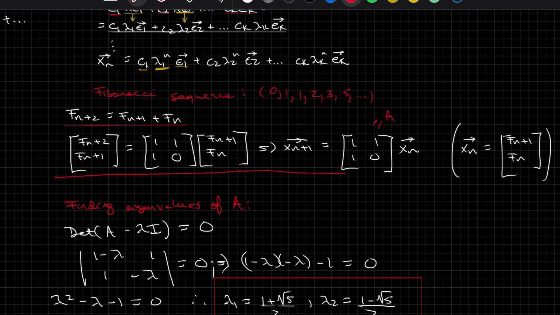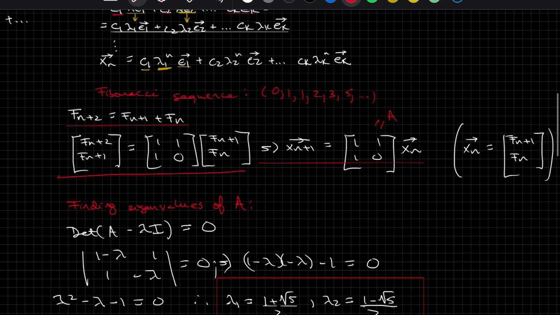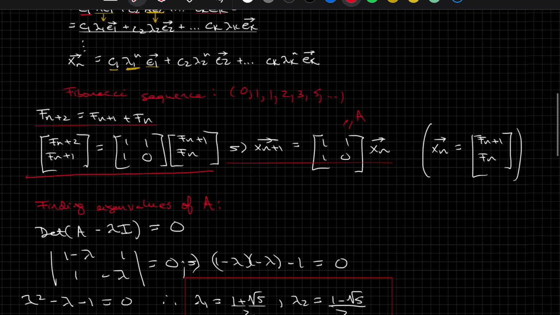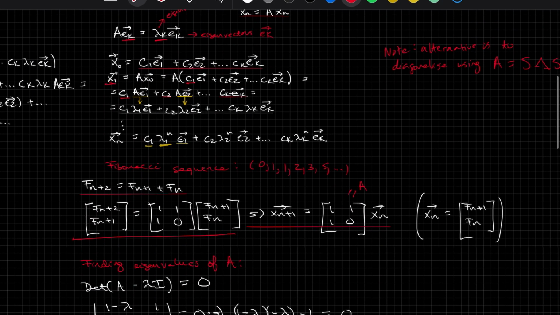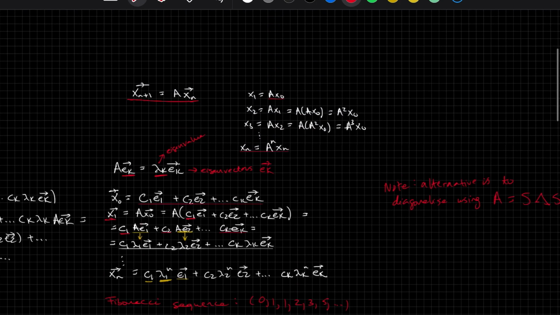Basically this is what it shows here. This is our x(n+1), A, x_n. So now, by using this trick, letting x_n equal f(n+1) and f(n), what we have here is a first order recurrence relation that's no different to this. It's exactly the same situation.